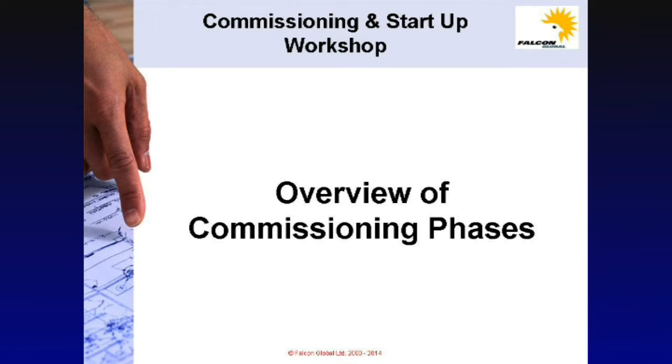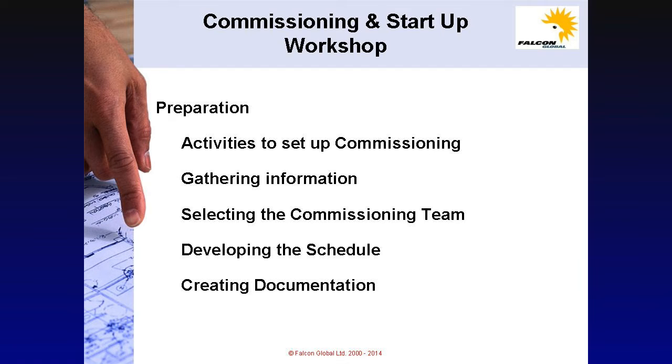Overview of commissioning phases. There are three. Phase 1, preparation, Phase 2, implementation, and Phase 3, closeout. In preparation, we'll be looking at activities to set up the commissioning team, the process of gathering information, selecting the commissioning team, developing a schedule, and developing a budget, creating documentation.